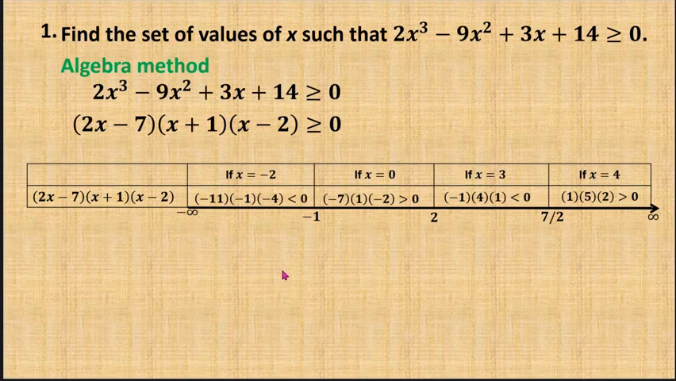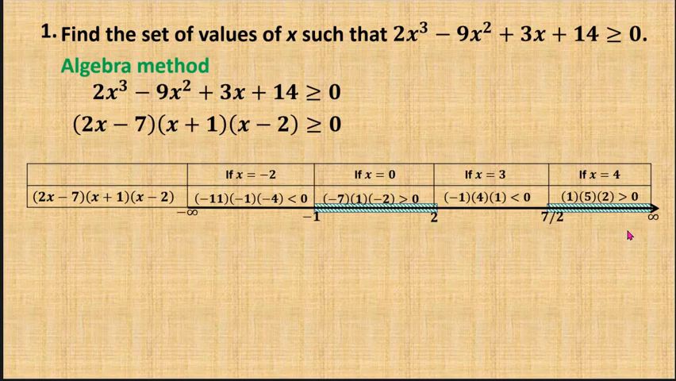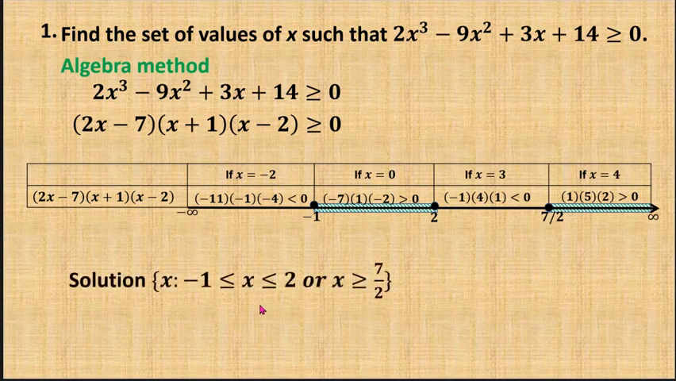So, conclusion: since the inequality is greater than or equal to 0, the solution is the second region and the fourth region. Last, remember to double check whether the critical values are included in the solution. In this case, all the critical values are included in the solution because the inequality is greater than or equal to. Finally, write the answer in set notation.